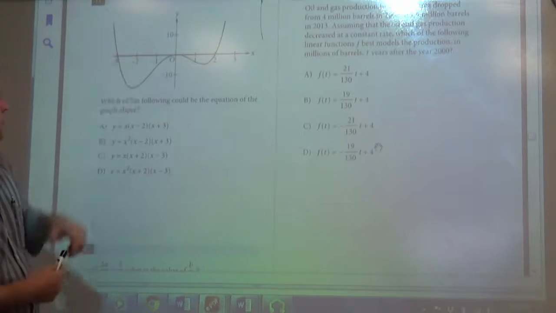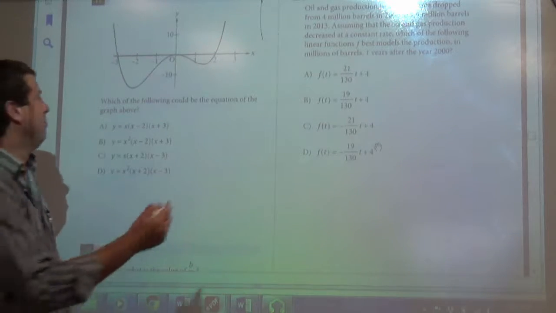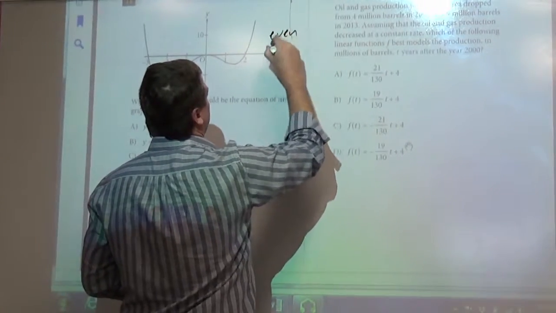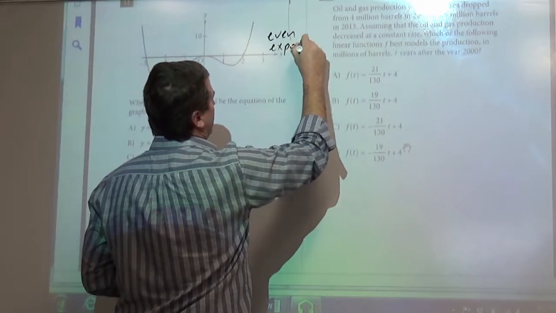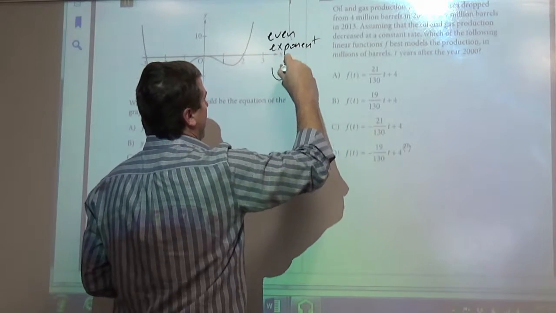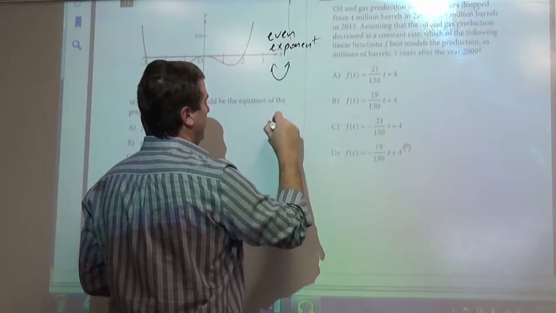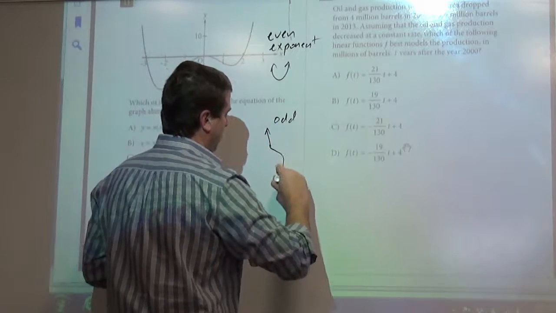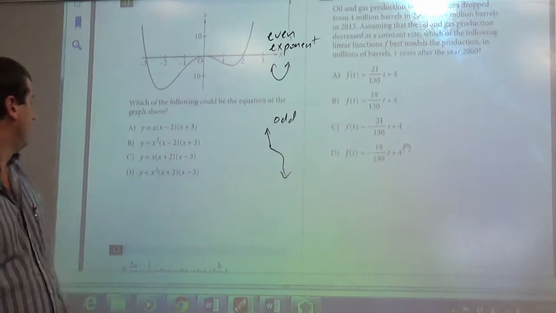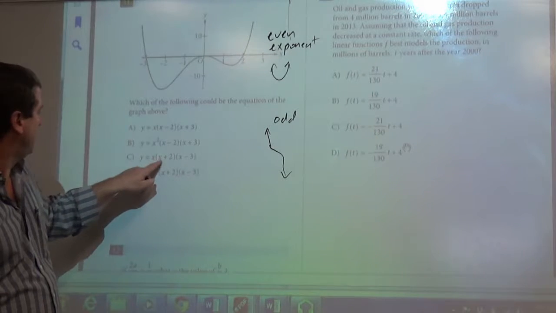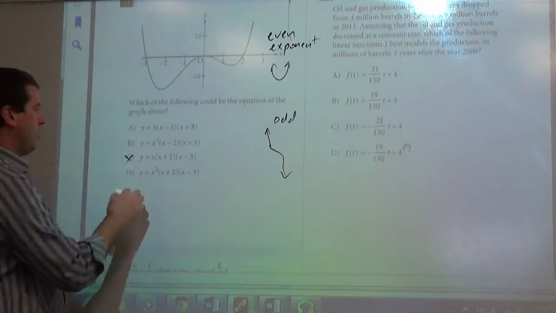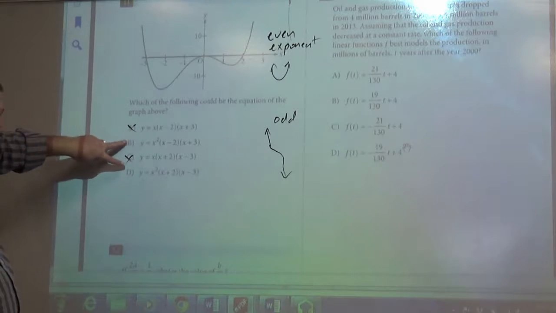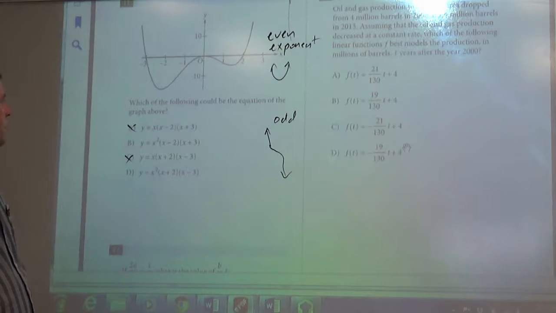It goes up, and they both go the same direction. That means it's going to be an even exponent, because they both go in the same direction. Even exponents point in the same way. Odd ones point in different directions. So this is 3x, it's not that. This is x to the 3rd, it's not that. So we've got to decide, is it B or is it D?